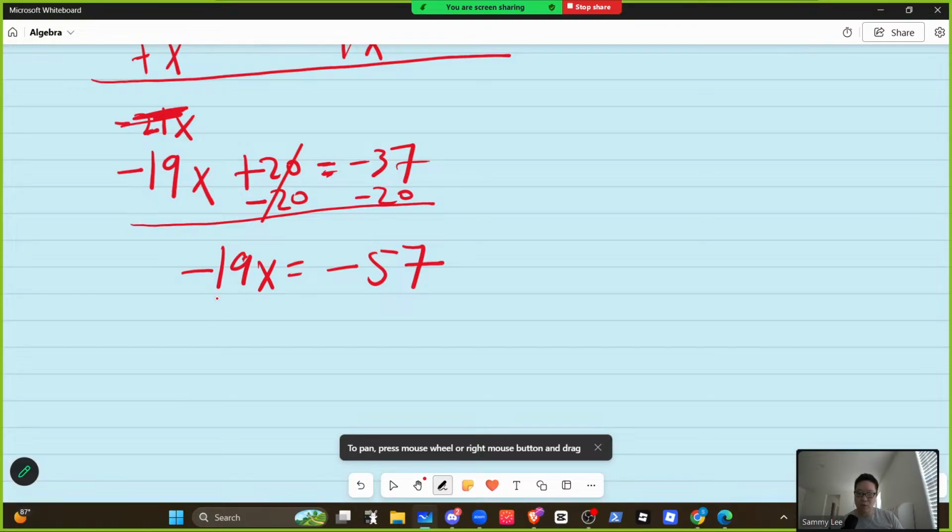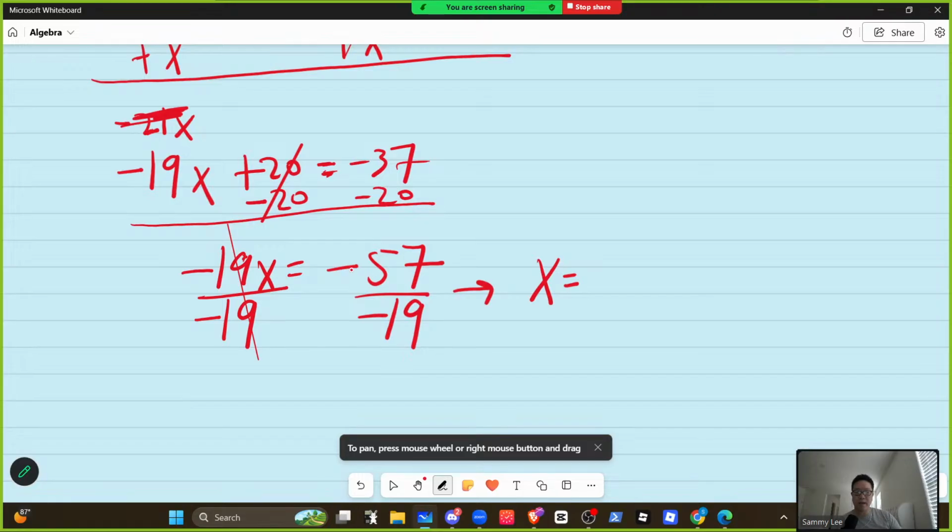How would I isolate x here? So we have negative 19 that's multiplying x. So what would I do? You divide the negative 19 on both sides. Yep, divide both sides by negative 19. That would allow us to cancel out the negative 19s. So we're left with x equals.